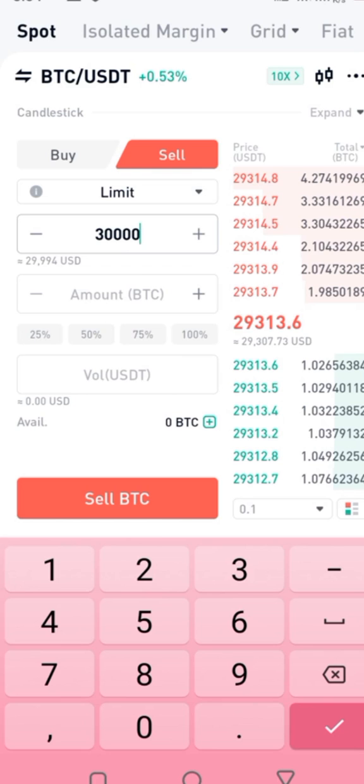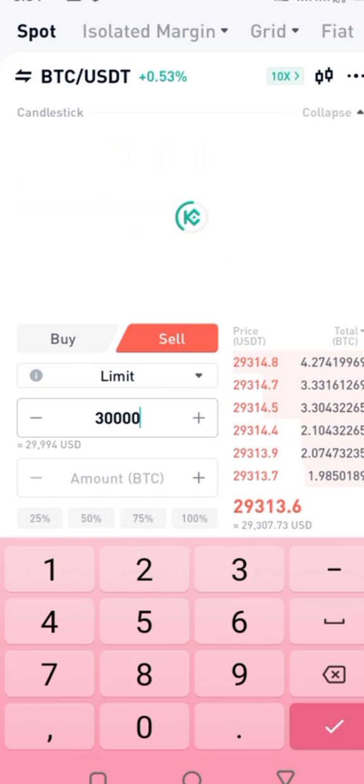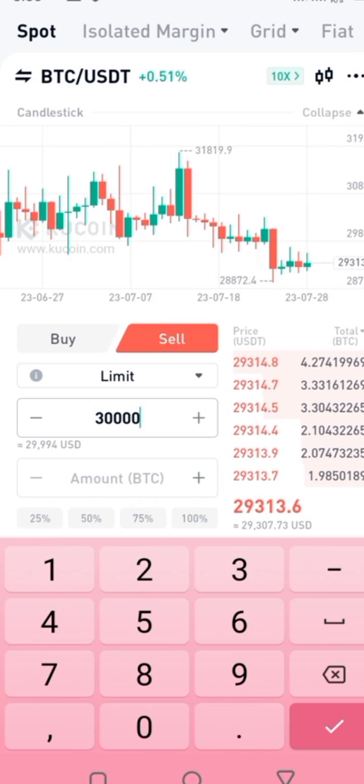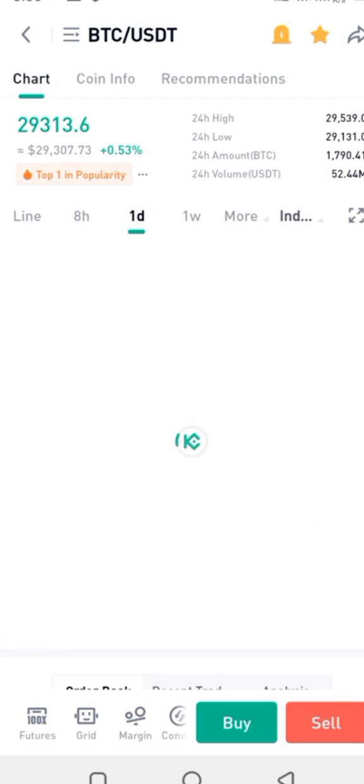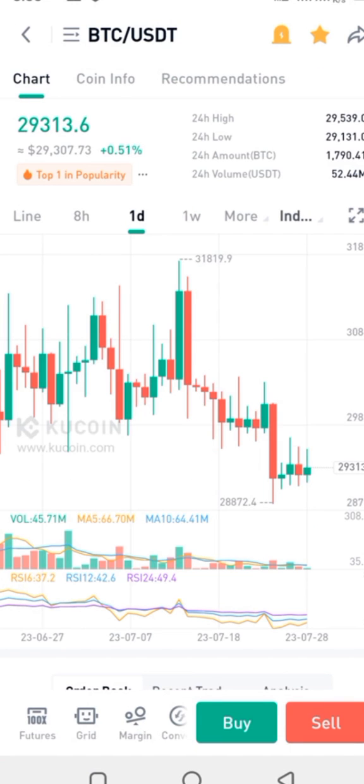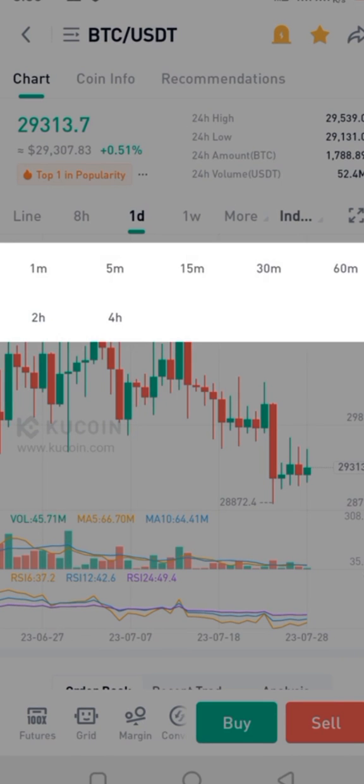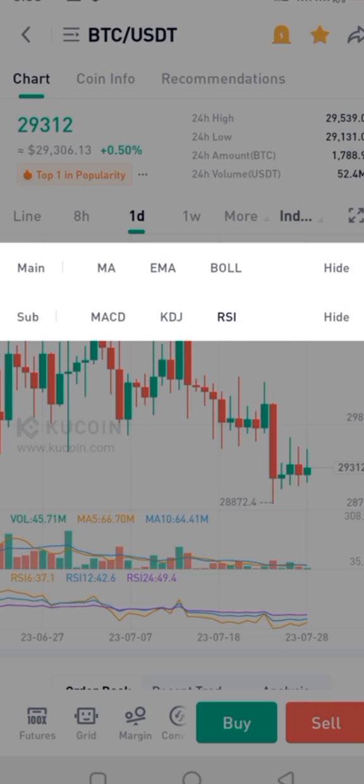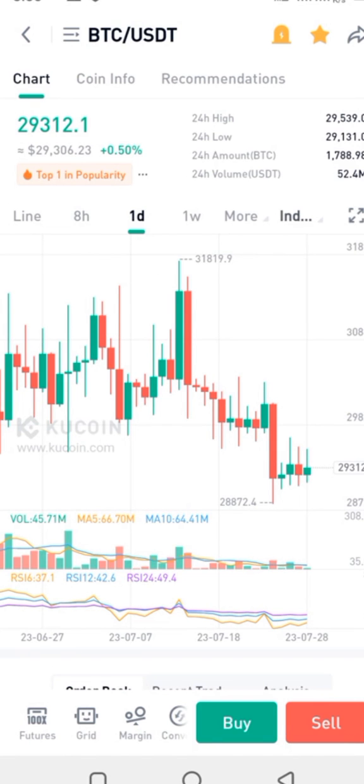For you to be able to determine when to buy and when to sell, you should study this chart very, very well. Study this chart using indicators, or you can also combine indicators so that you can read it appropriately. You can use 8-hour charts, 1-day charts, 1-week charts, and other charts are also available. There are a lot of indicators available on this KuCoin platform: MA, EMA, BOLL, MACD, KDJ, and RSI. But in this case, I think we should use RSI to know when to buy and when to sell.